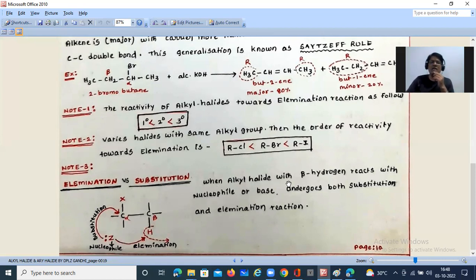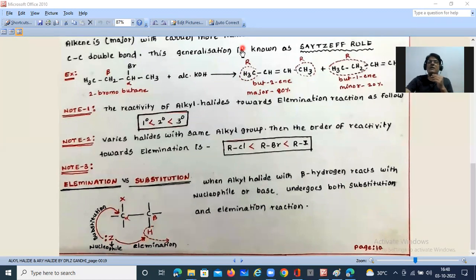See, when an alkyl halide with a beta hydrogen, I will show you with the help of the spotlight. Just a moment. When an alkyl halide with a beta hydrogen, here one beta hydrogen is there, reacts with a nucleophile, or a base compound like alcoholic KOH, that is OH minus, it undergoes both substitution, where the nucleophile attacks, and elimination of the beta hydrogen, which is the elimination reaction. Clear?